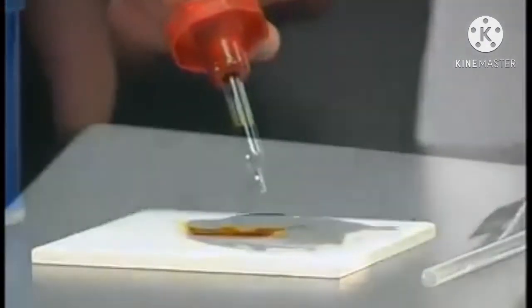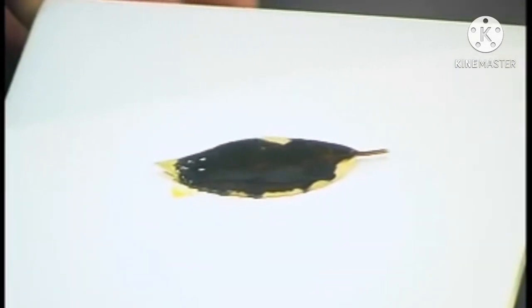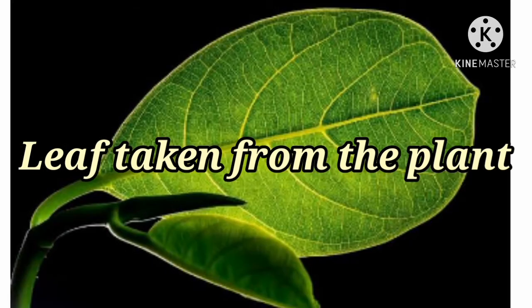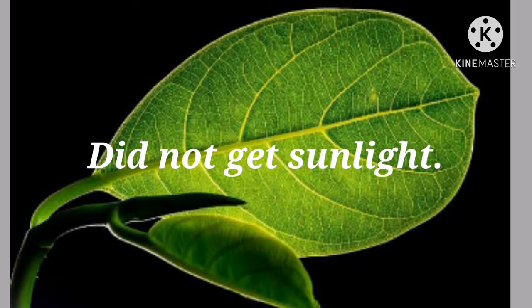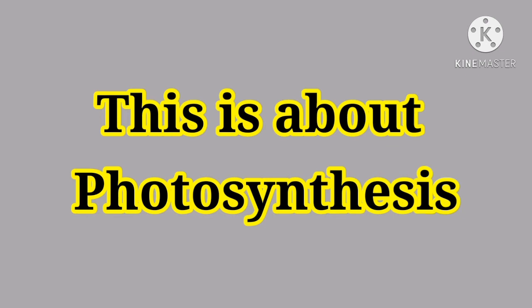Now, the leaf turns blue. This indicates the presence of starch in the leaf. Children, if we conduct the same experiment with the leaf taken from the plant kept in a dark place, the leaf will not change to blue-black color because the leaf did not get sunlight, so it could not prepare food or carbohydrate. This proves that leaves prepare food in the presence of sunlight. Okay, this is about photosynthesis.